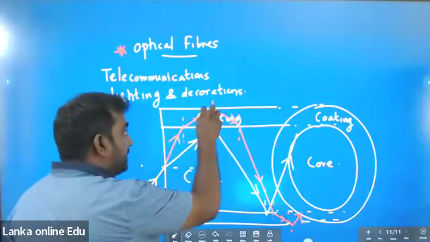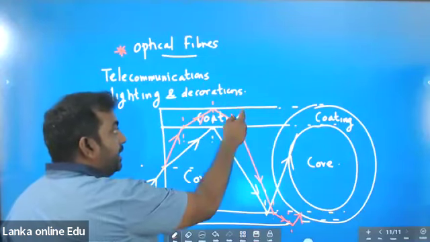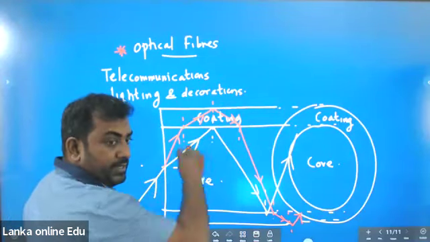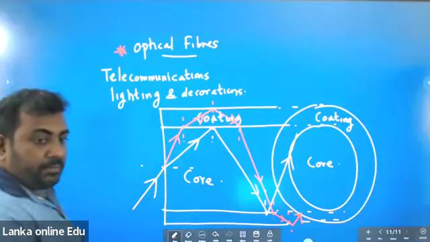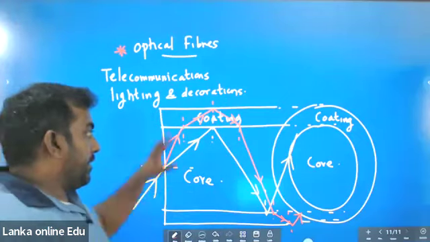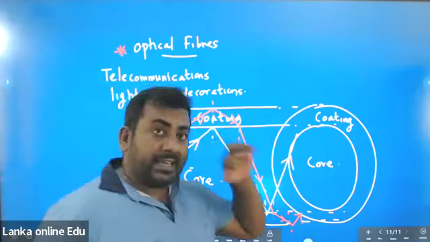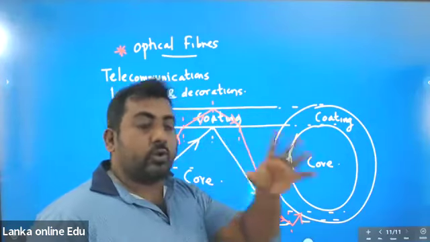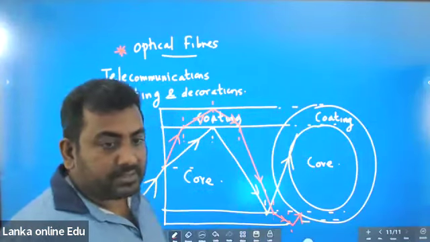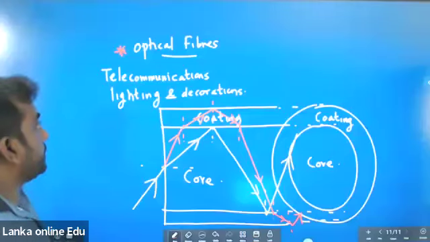Then you must check whether this angle is greater than the critical angle between the coating and air. Then total internal reflection will take place there. Those are basic things, but for now you can just concentrate on this. Here in the optical fiber, total internal reflection will always take place.